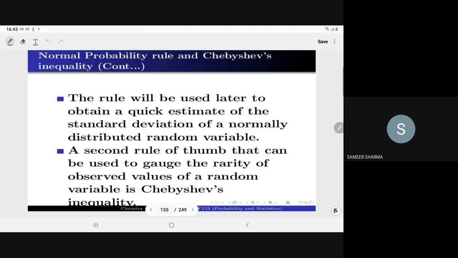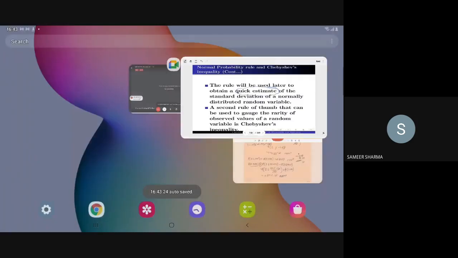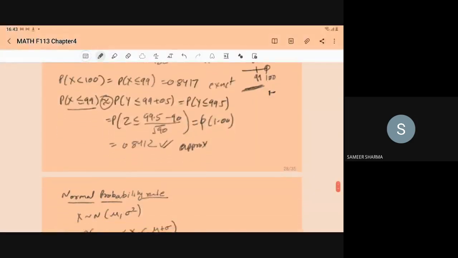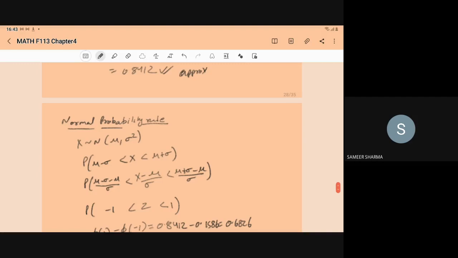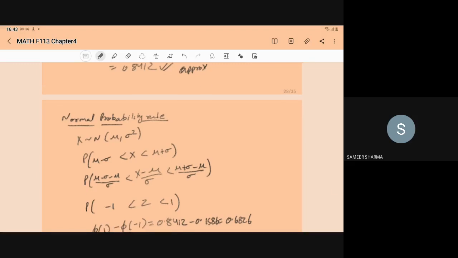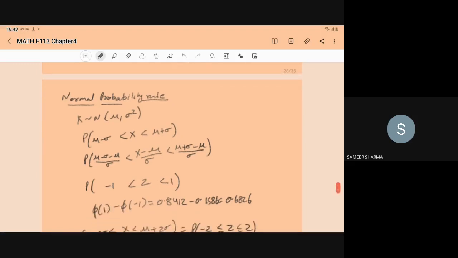The rule will be used later to obtain a quick estimation. Generally, we use this for a quick estimate of the standard deviation of a normally distributed random variable. So we are not talking about Chebyshev. How can we write this? The normal probability rule: it is given that X follows the normal distribution with parameters mu and sigma square.